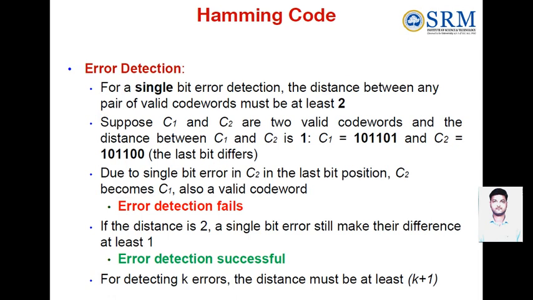Suppose C1 and C2 are two valid code words, and the distance between C1 and C2 is 1. As in the example, only the last bit differs. Due to a single bit error in C2 in the last bit position, C2 becomes C1. If the last bit of C2 anyhow changed during transmission, it will become C1. This is also a valid code word. So the receiver cannot identify whether it is changed or not. So it is still a valid code word, which is C1.